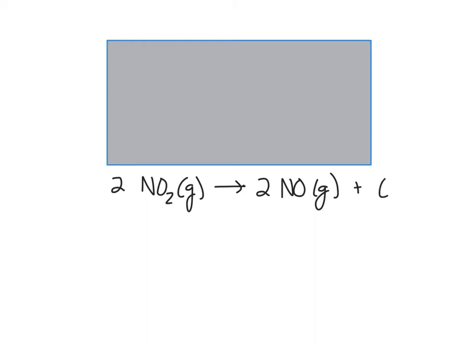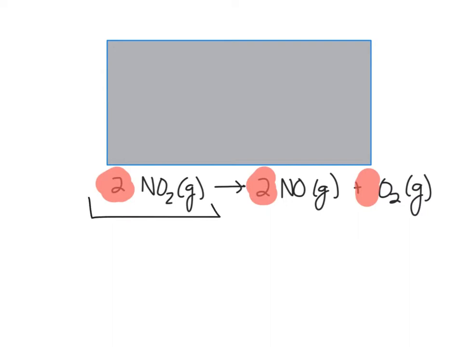Now this gets a little bit more interesting if you have a more interesting equation than one thing turning into one thing. For example, let's say we have the reaction of nitrogen dioxide gas decomposing into nitrogen monoxide gas and oxygen. In this case, we have some interesting coefficients. We have these 2's and a 1 in front of the oxygen.